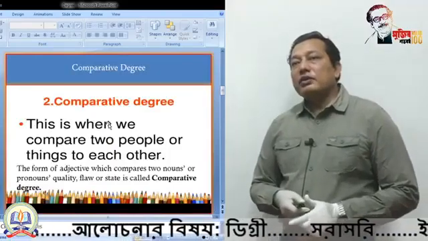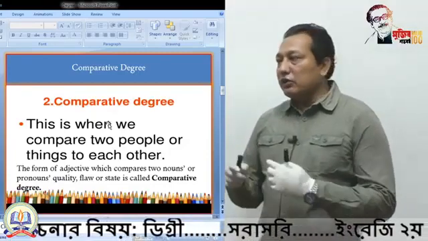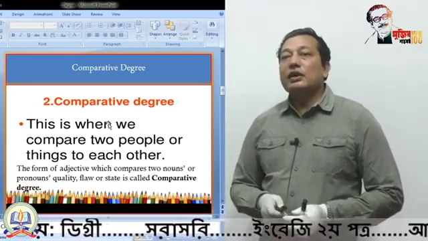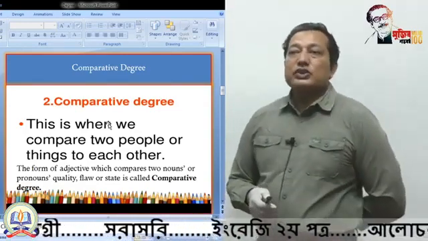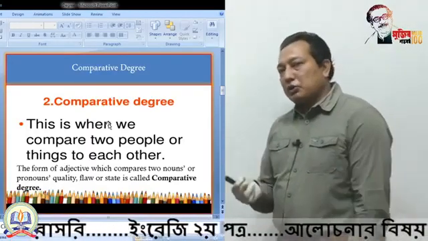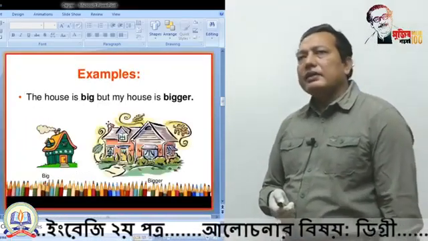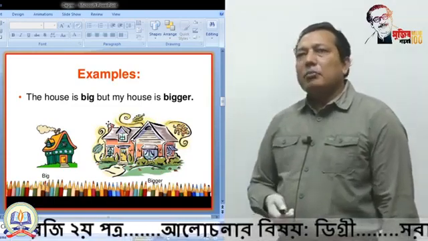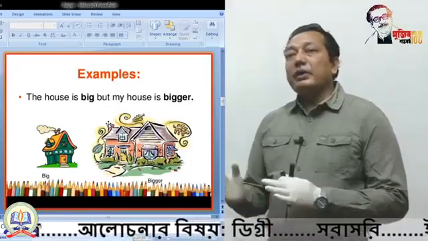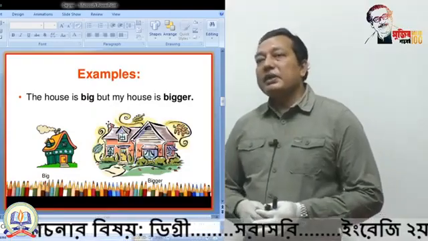And then comparative degree. This is when we compare two people or things to each other. That means when we compare between two things, we call it a comparative degree. The form of adjective which compares the quality of two nouns or pronouns is called comparative degree. Like, the house is big, okay, but my house is bigger. That means here we are comparing the house and my house, and between these two things we are using the comparative form, that is bigger.